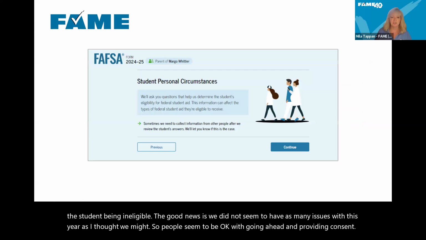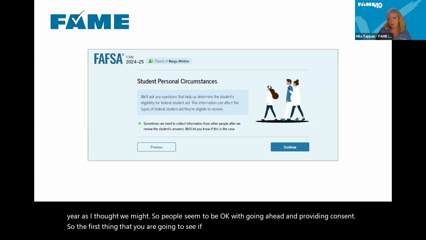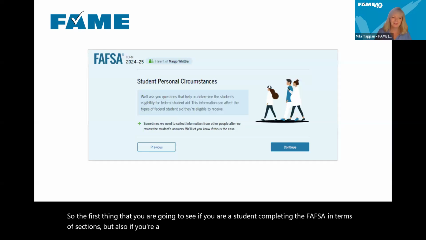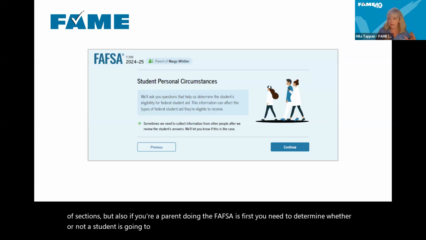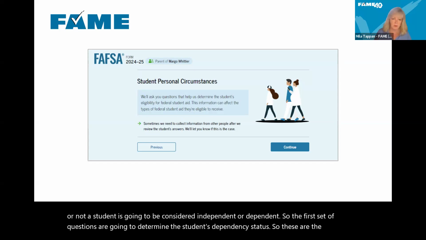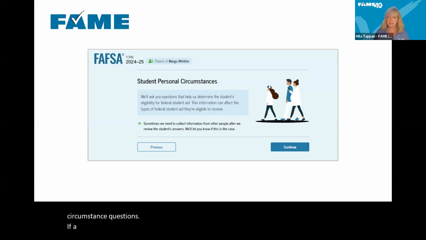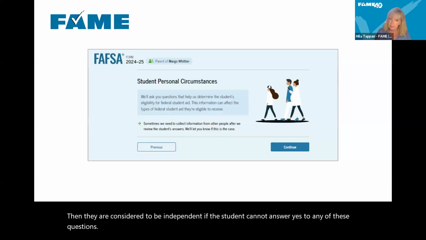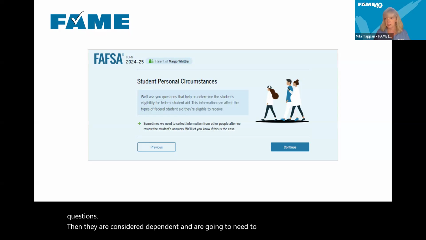So the first thing that you are going to see, in terms of sections, if you are a student completing the FAFSA, but also if you're a parent doing the FAFSA, is that you first need to determine whether or not a student is going to be considered independent or dependent. So the first set of questions are going to determine the student's dependency status. These are the personal circumstance questions. If a student can answer yes to any one of these questions that we're going to review momentarily, then they are considered to be independent. If the student cannot answer yes to any of these questions, then they are considered dependent and are going to need to provide parent information on the FAFSA.